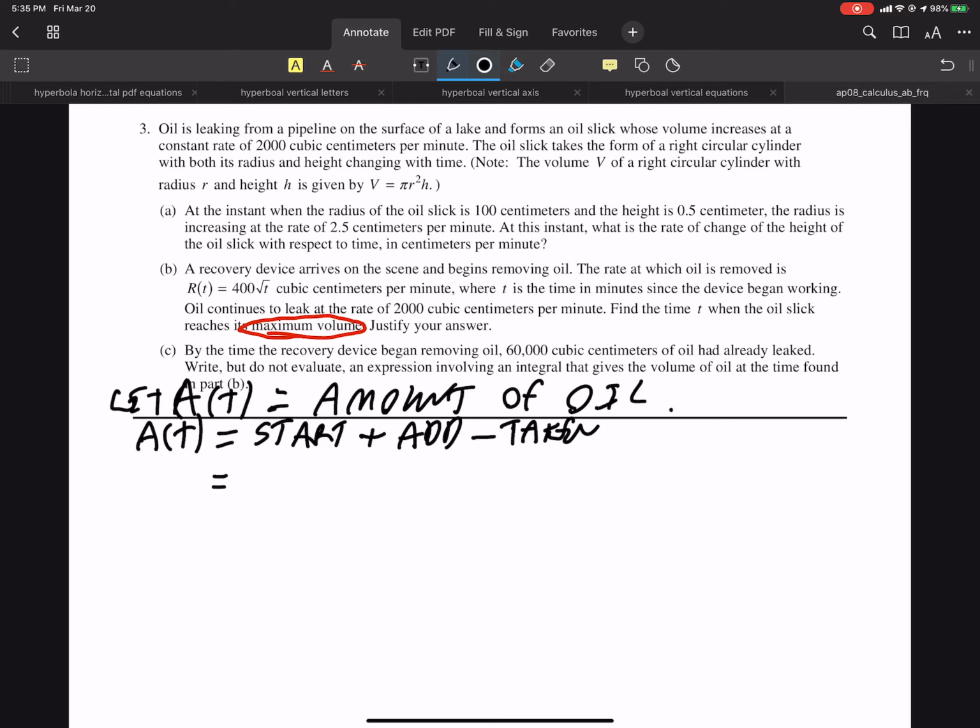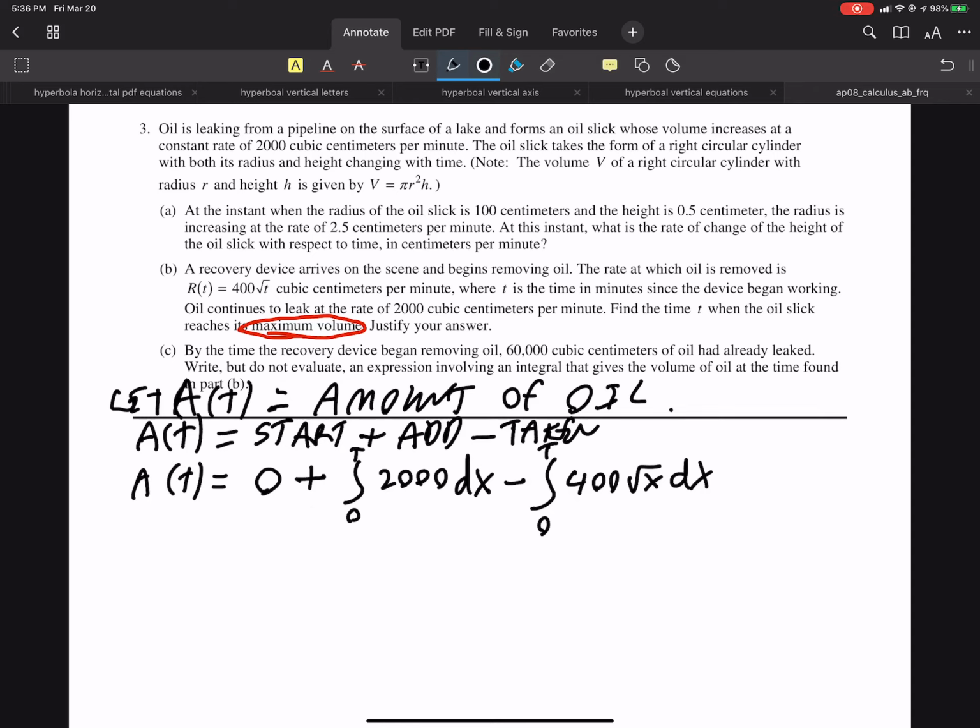So how do you find this? We're assuming a start with 0, and again, it's not going to matter. To find the amount added, you integrate the rate at which oil is added, from 0 to t, and the rate is 2,000, and it's constant. I'm going to do a dx. So when you integrate the rate at which something is being added, it tells you how much was added. So I'm going to subtract the rate at which it is taken away, and it's 400 radical t, but I've already used a variable t, so I'm going to call it 400 radical x dx. So that is the amount of oil, assuming we start with 0.